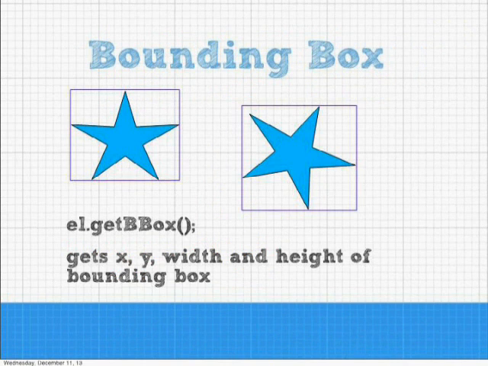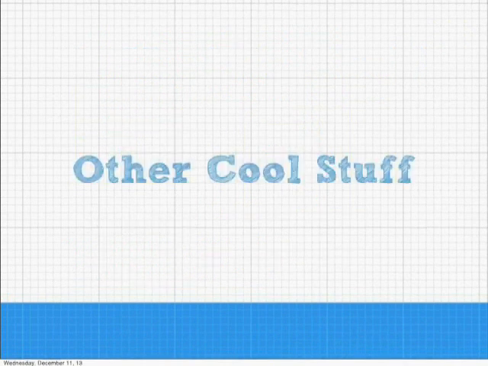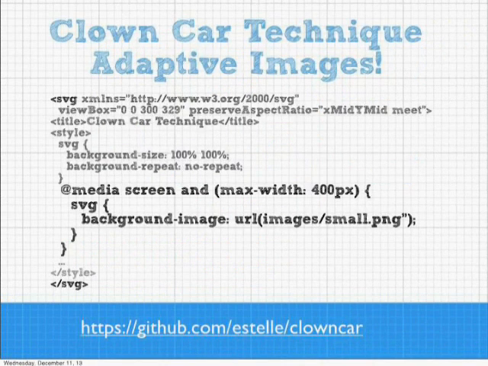We'll dive into some other cool stuff before I head out here. We have 5 minutes. So check out the clown car technique by Estelle Weil. It's kind of an alternative to adaptive images. You can specify media queries inside of an SVG, and then just choose which image you're going to load based on the width. And what's nice is it's based on the width of the element instead of the viewport. Typically with adaptive images, it's all based on the width of the viewport, and in this case, it can be based on the width of the element, which is nice.